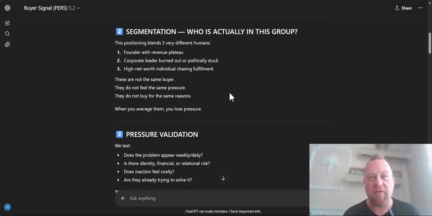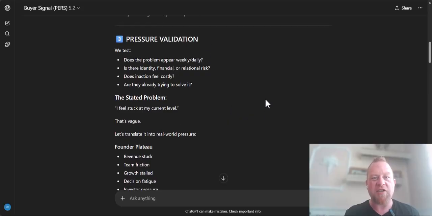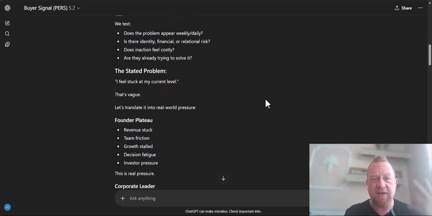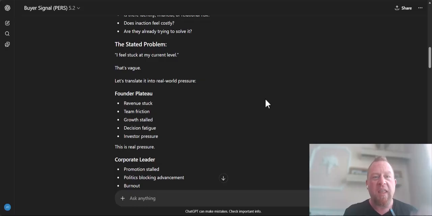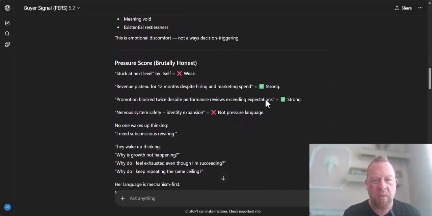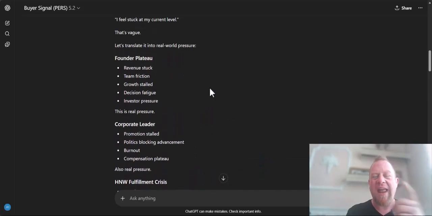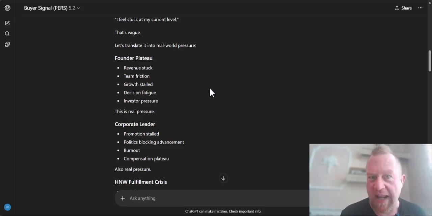And remember, this is every market all the time. So let's look at this pressure validation. Does it appear often? Is there financial or relational risk? Does inaction feel costly? It goes through and asks these questions. Let's see here. This is emotional discomfort, not always decision triggering. So the way that she's framing this isn't getting people excited to whip out their wallets and spend money.